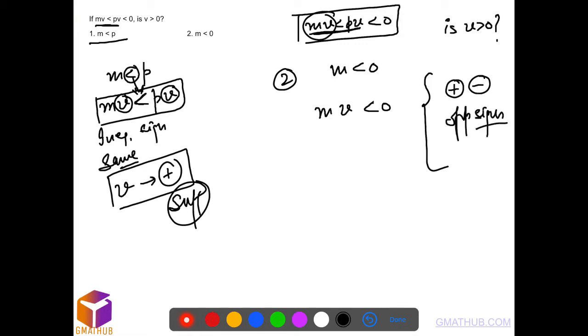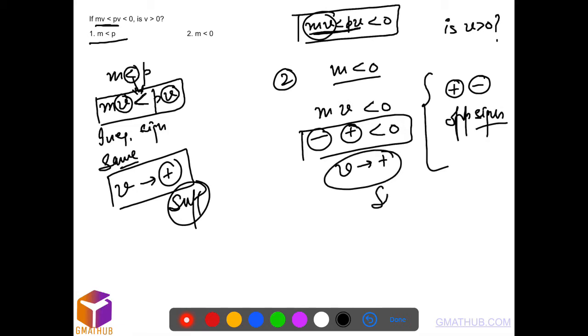Right? So M is given as negative. That means V must be positive. The other number must be positive, so that the product is negative. So from here also V is positive. That's a conclusion. This is also sufficient. D option is your answer.